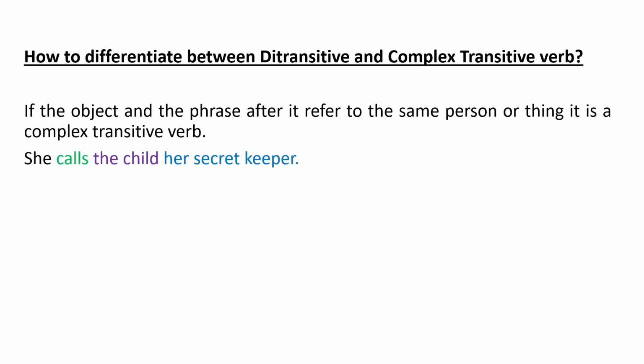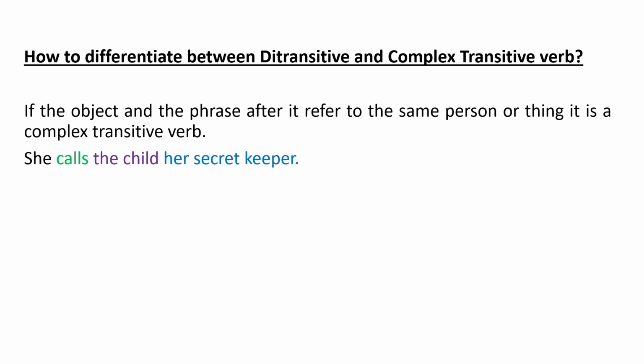She calls the child her secret keeper. Look at the object and the group of words which is describing the object. The object is the child here, and her secret keeper is the group of words which is describing the child. Both are the same person, either we say the child or her secret keeper. So here, calls is a complex transitive verb.